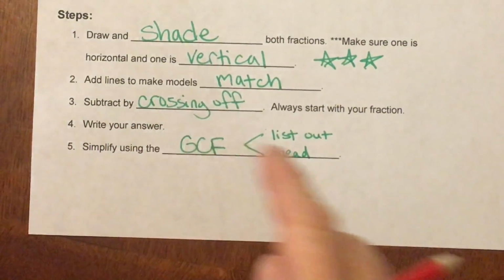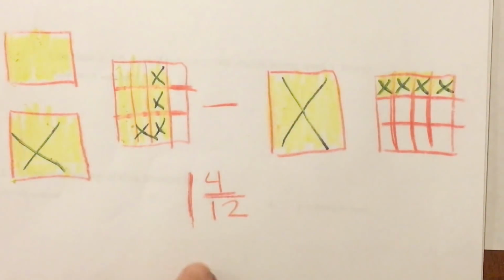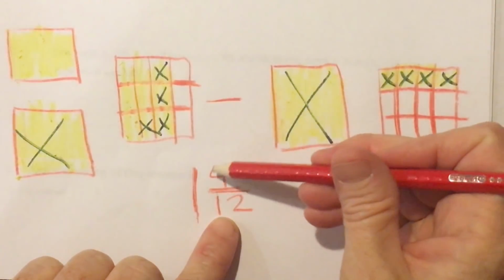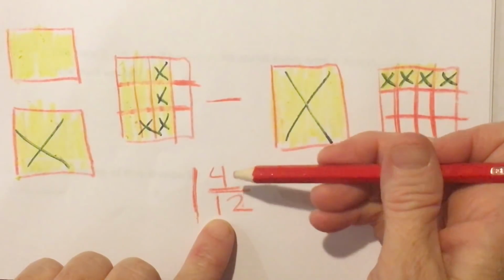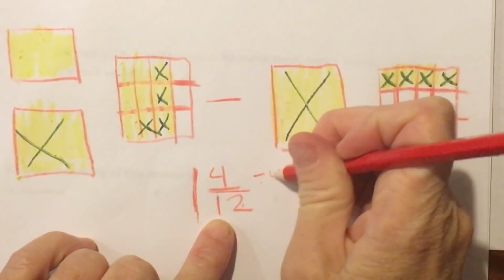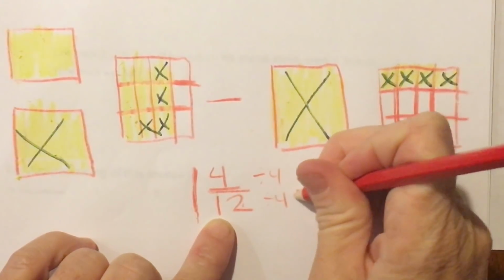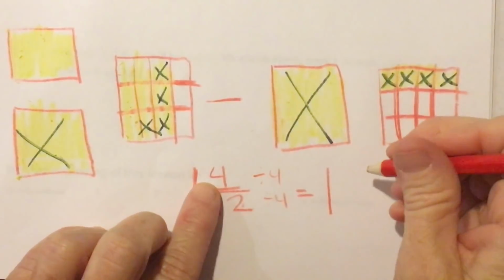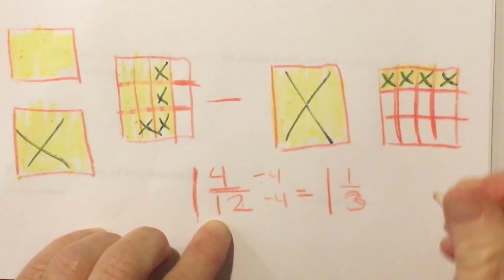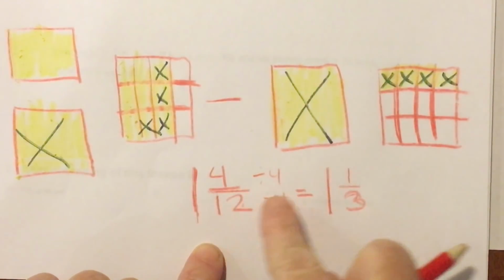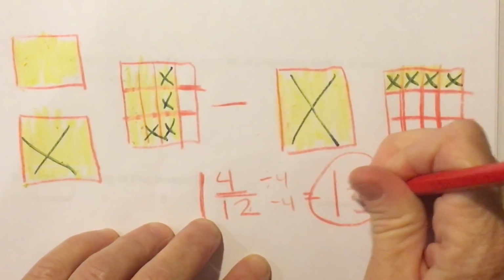Now I'm going to simplify, and I'm going to go through it in my head. So is 4 my GCF? Does 4 fit into 4? Yep. Does 4 fit into 12? Yep. So I could divide by 4. So I'm getting 1 1/3. So 1 4/12 is equal to 1 1/3.